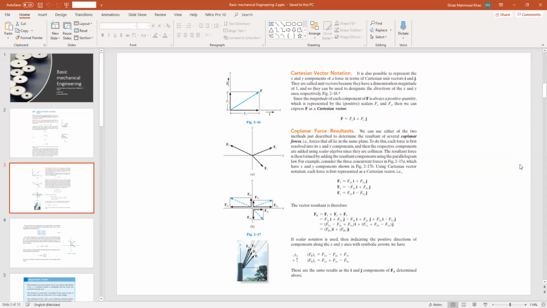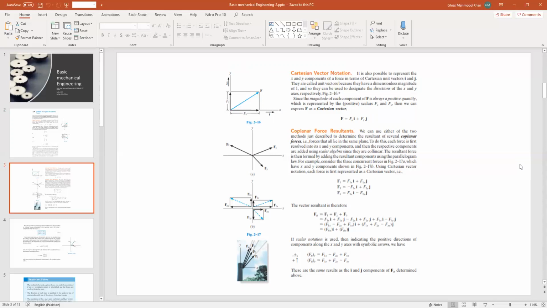This is explained in detail elsewhere. Even if we go for the parallelogram law or the head and tail rule, they have to follow all those laws when you have to find the components of the forces. Similarly, if there is more than one force, you have to find the resultant of all the coplanar forces.